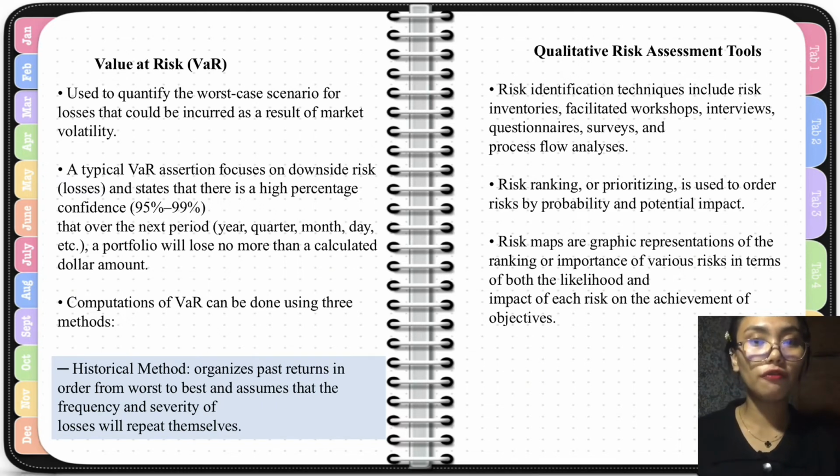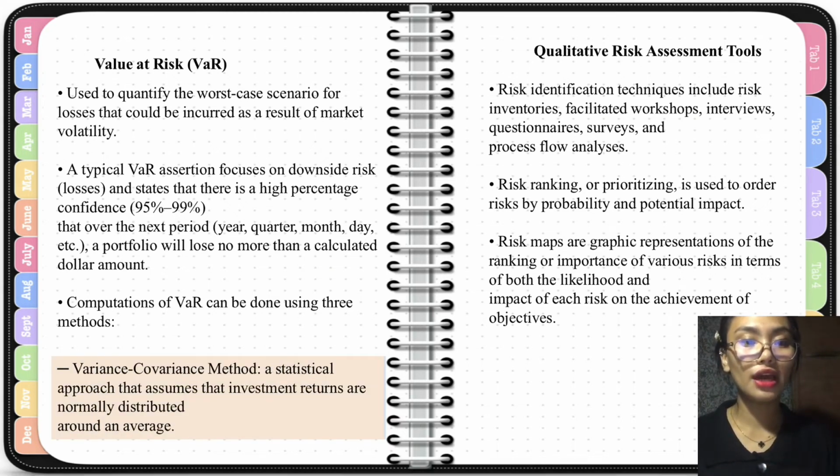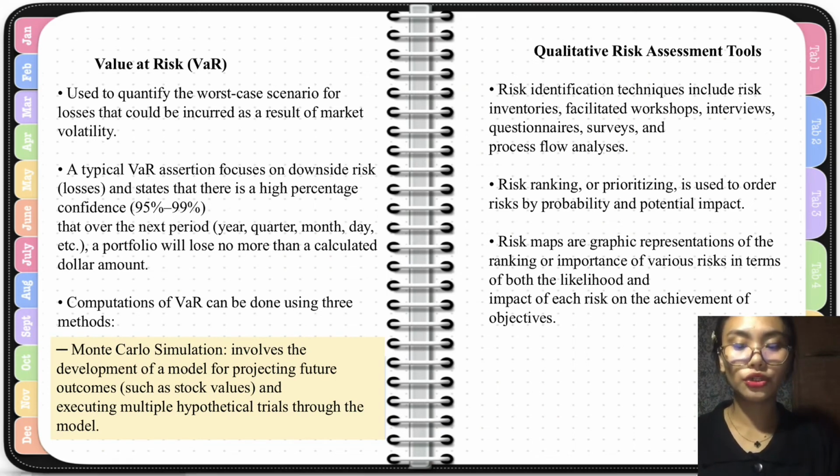The computation of VaR has three methods. One is the historical method, which means that they arrange the prior returns from worst to best. The next is the variance-covariance method, which means the assumption of the business return or of the investment return. Then next is the Monte Carlo simulation, which estimates the future outcome of the business.